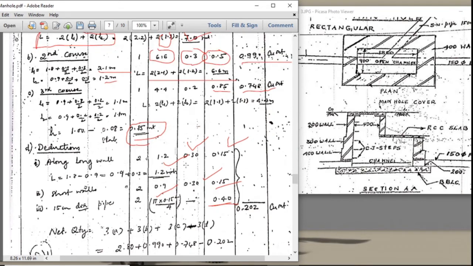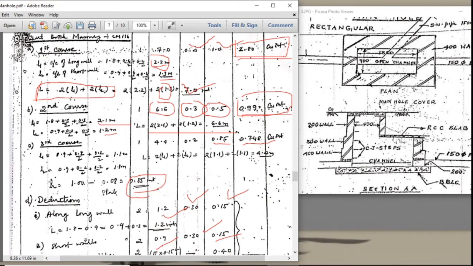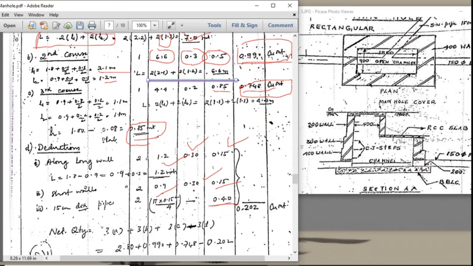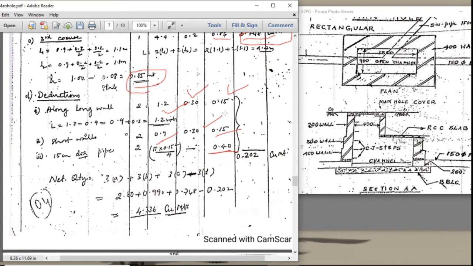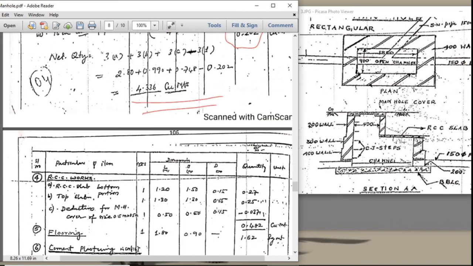Now what is the net quantity? First course cubic meter, second course cubic meter, and next, third course cubic meter. We have to add the first, second and third courses, and we have to deduct 0.202 cubic meters. Then we will get 4.336 cubic meters. This was about the brickwork.